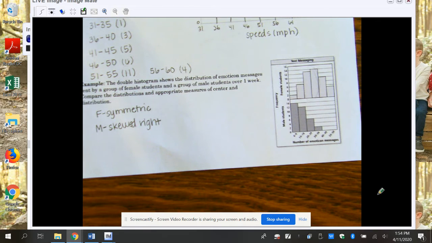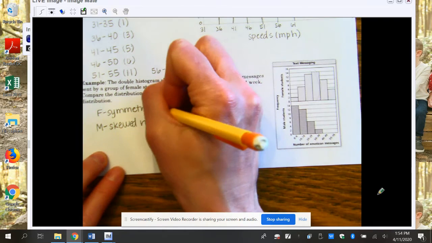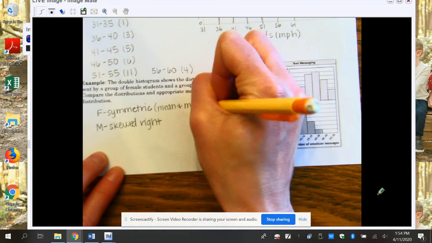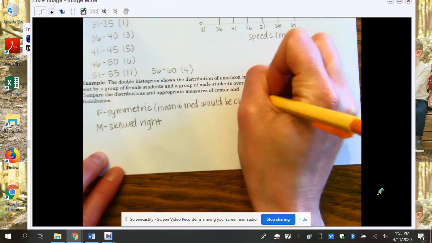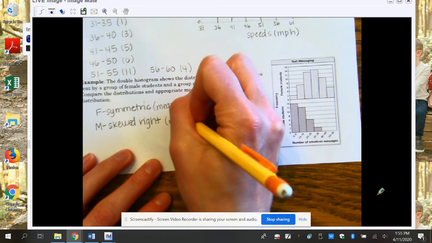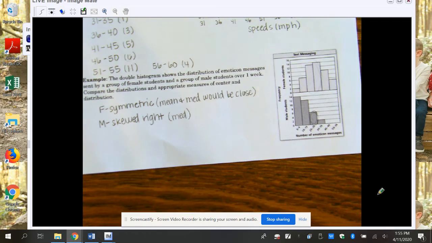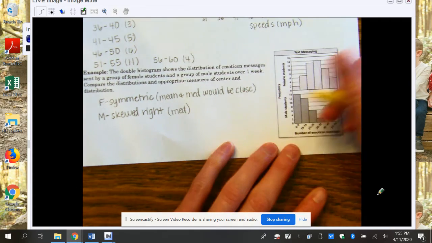And so in terms of the appropriate measures of center, if this is symmetric, then that means the mean and the median would be close. Whereas if it's skewed right, that means we're going to want to use the median because the mean is going to be lower. So my median would probably be in that bar. Not that bar. It would probably be like in this bar.